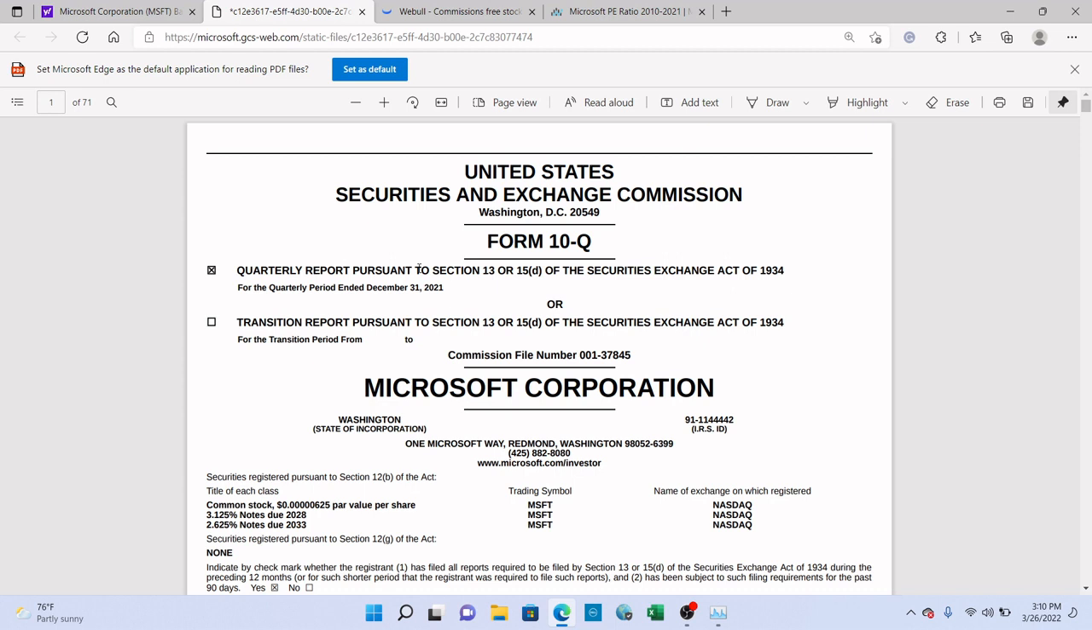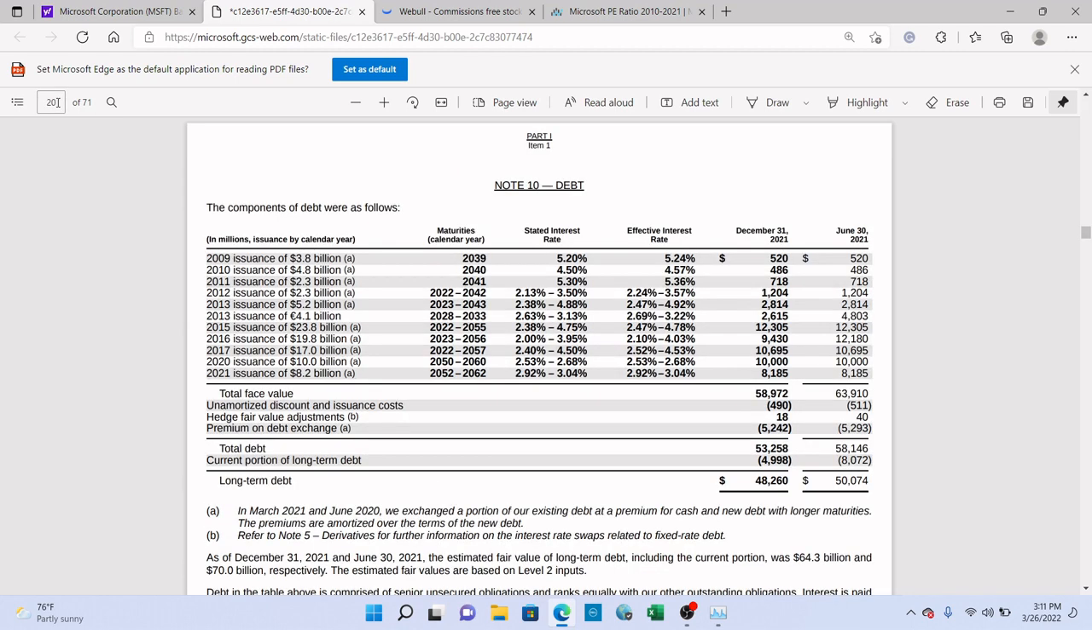To get here, you're going to type in Microsoft Investor Relations. You're going to go to the SEC Filings tab, and then look for their most recent 10Q report. Here we see this is for the quarter ended December 31st, 2021. Now we have this nice little search box, and I'm going to take advantage of it right here. We are going to go to page 20, and then we're going to see that long-term debt structure right here.